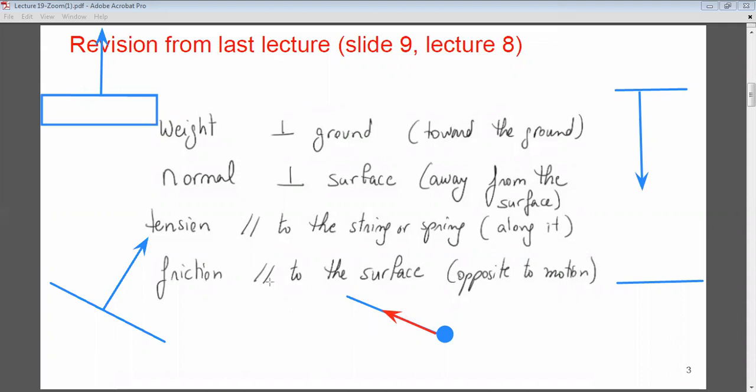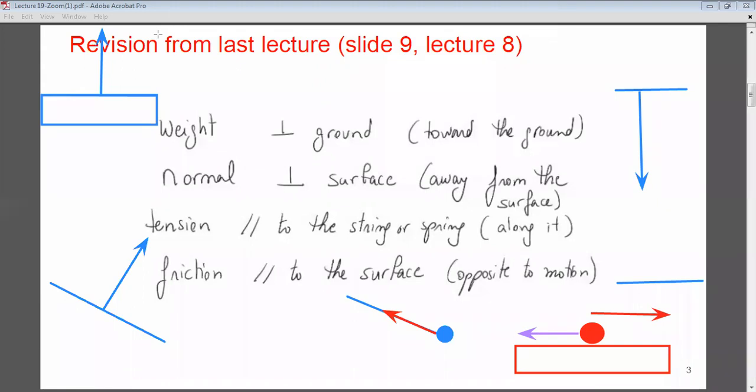Friction is parallel to the surface. So if there is a surface, let's assume there is this floor, there is a friction. So if I have an object moving in that direction, the friction is always in the opposite direction. Okay, it's always in the opposite direction. So these are the main forces we will be dealing with.